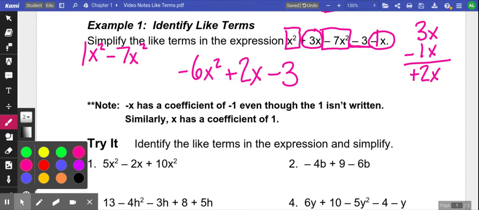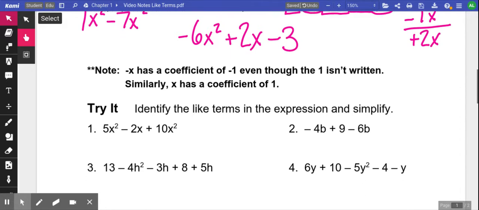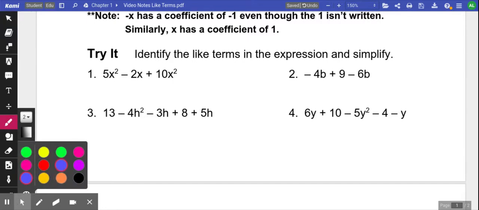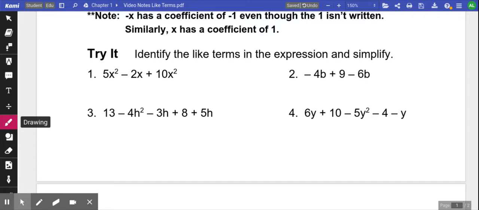So here, let's go through another problem. Identify our like terms and simplify. So let's do one here where we've got lots of fun negative signs. Let's do number 2. Let's circle our b terms. We've got this negative 4b and negative 6b, and just one constant, that positive 9.